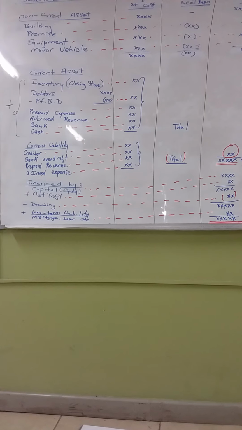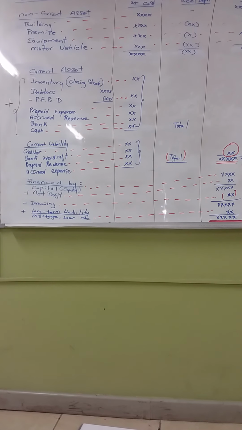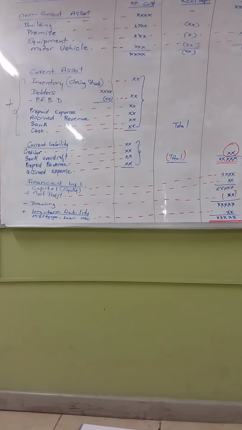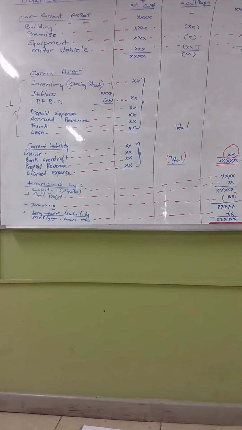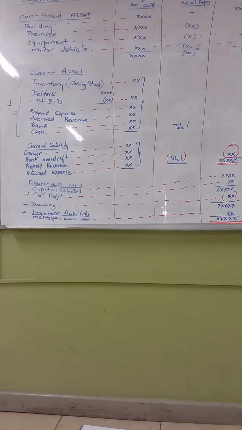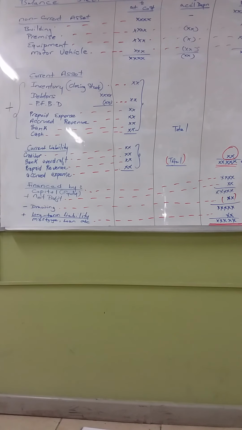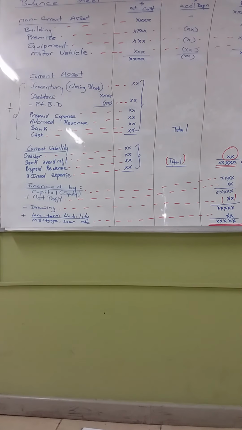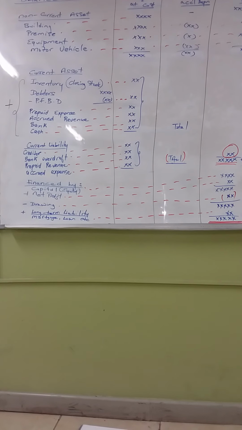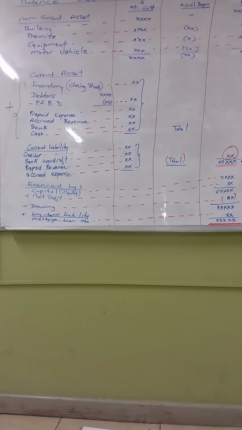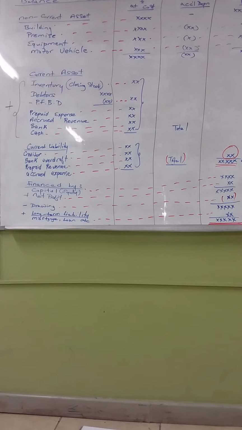Next we have prepaid revenue. Remember we spoke about revenue earlier, and we used the example of rent received. The tenant is supposed to pay you $10,000. But what if the tenant had paid you $12,000? It therefore means that the tenant would have paid you more than what they owe you.